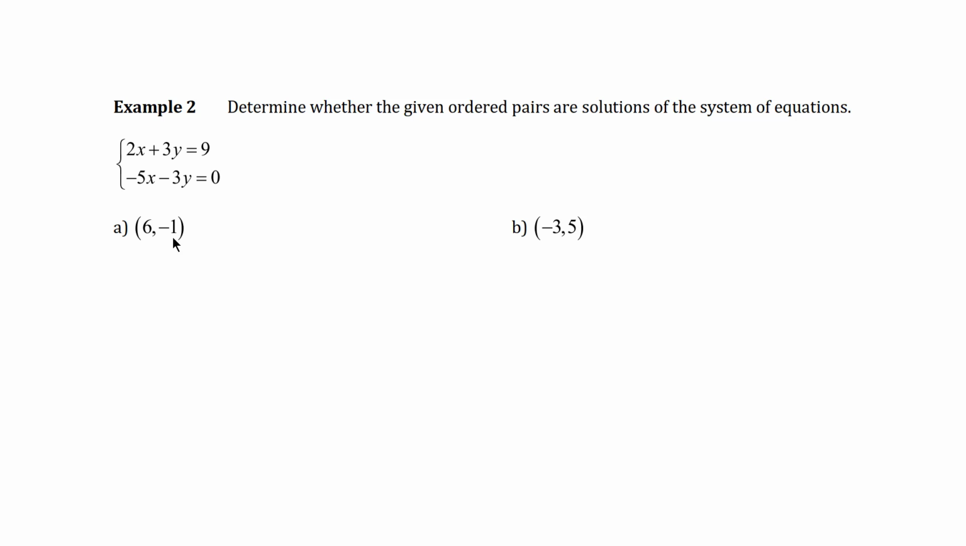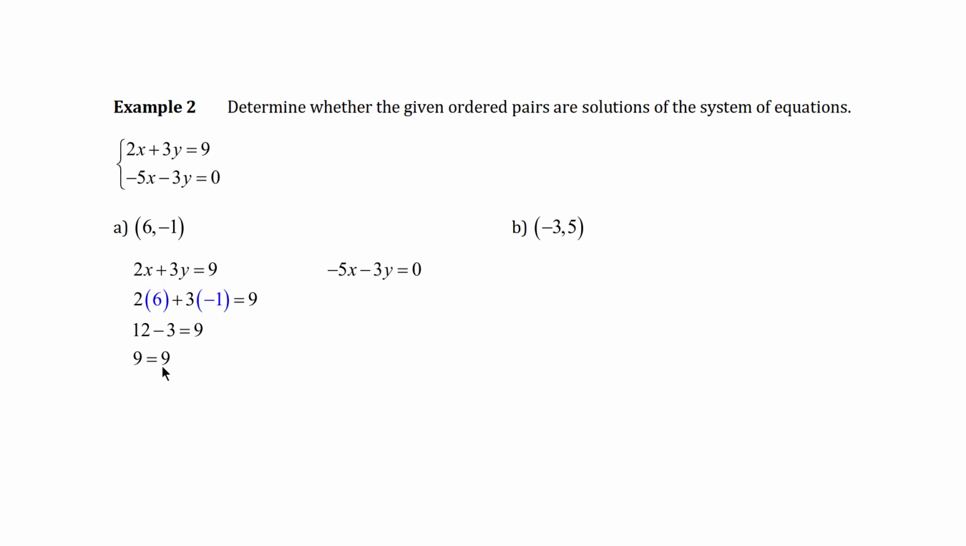What we need to do here is take the x and y value of the ordered pair and plug it into the x and y variable into both equations in our system. Starting with the first equation, 2x plus 3y equals 9, we substitute in 6 for x and negative 1 for y. We get 2 times 6 plus 3 times negative 1 equals 9. Simplifying this, we get 12 minus 3 equals 9, which simplifies to 9 equals 9. Since 9 equals 9 is a true statement, this means our point is a potential solution to the system.